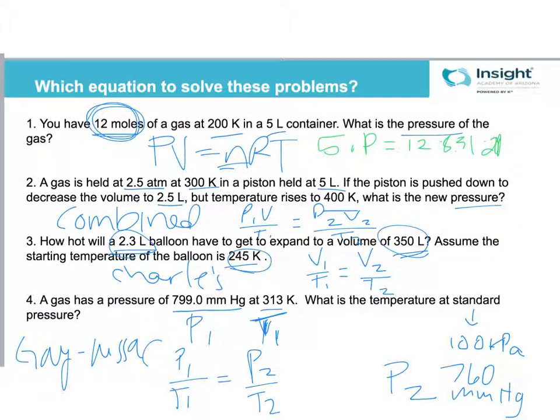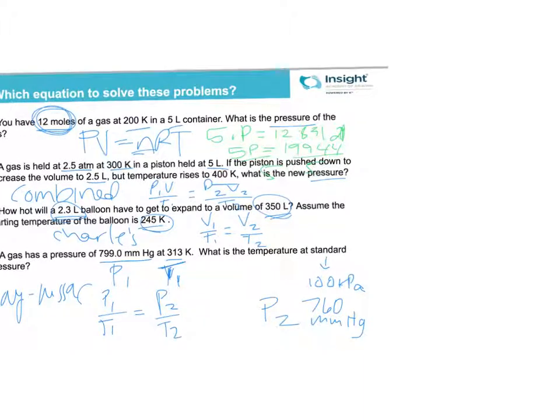I apologize that my handwriting got really sloppy at the end there. 12 times 8.31 times 200. Sorry, that just didn't seem right, but I guess it was. So we have 5P equals 19,944, divided by 5, because I'm going to have to divide both sides by 5. And you end up getting almost 4,000 kPa, because that's what the units would have been on that R value, 8.31.